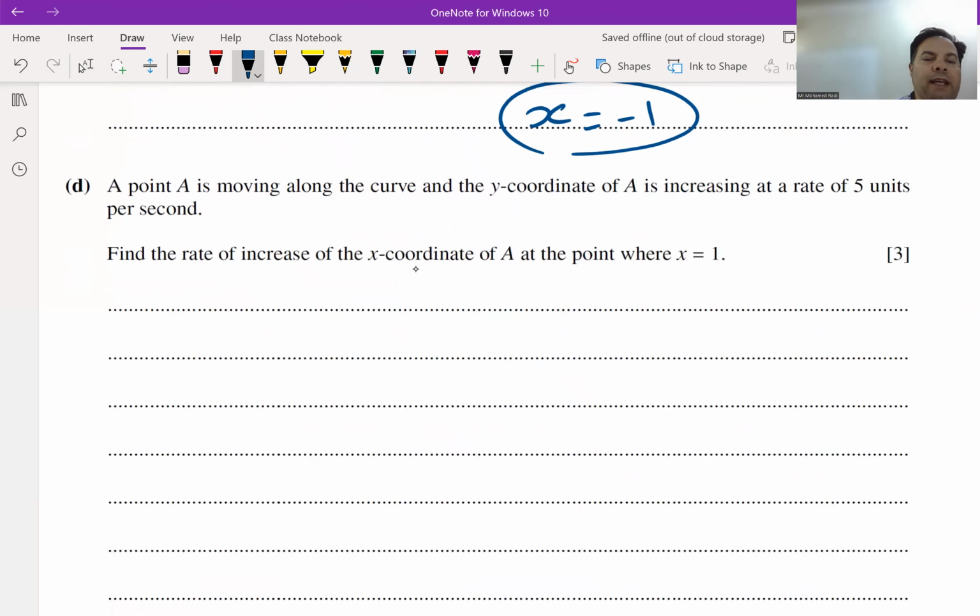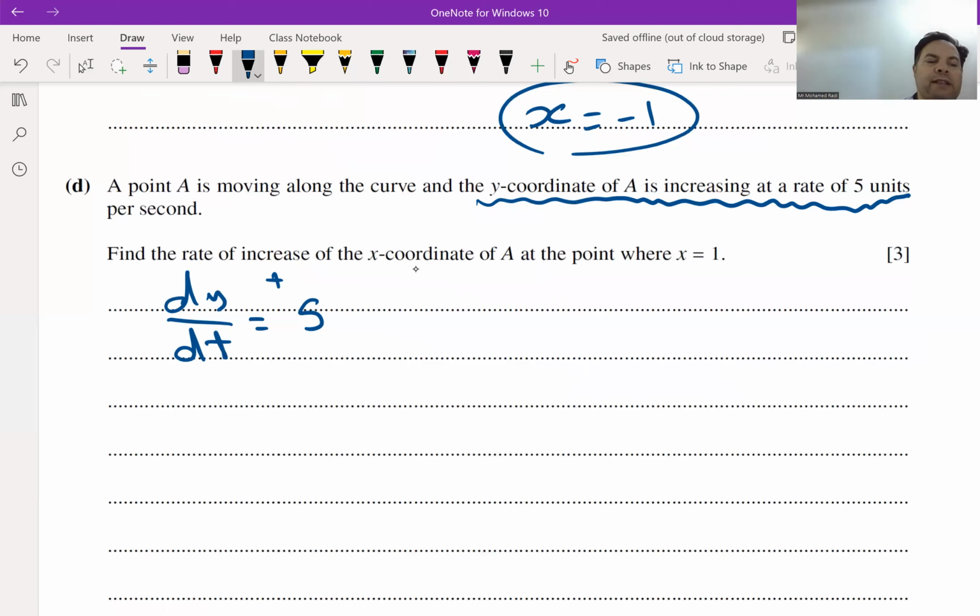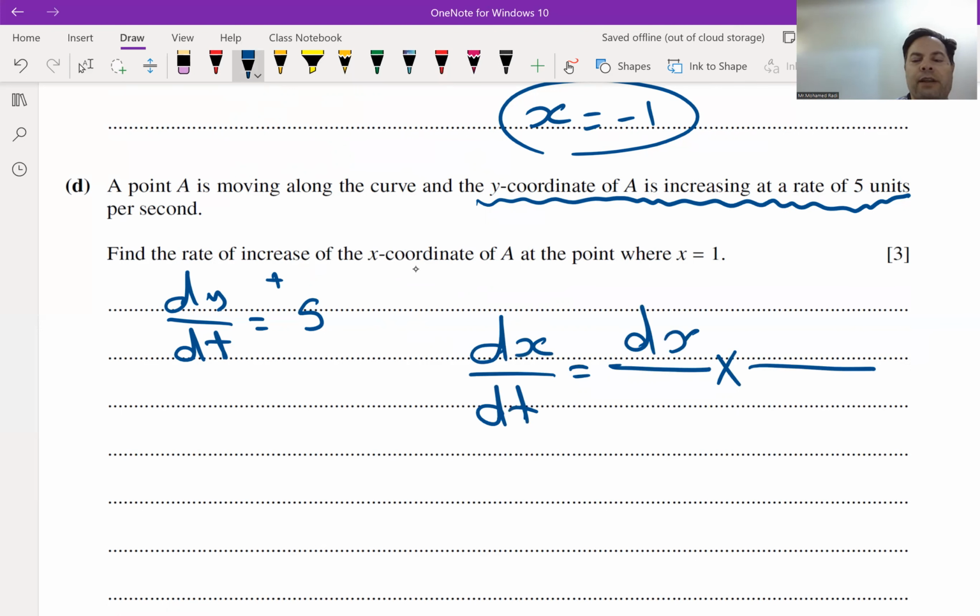Part D, a point A is moving along the curve. The y coordinate of A is increasing at a rate of 5. So the given dy by dt is 5. Increasing means positive 5 per second. Find the rate of increase of x. He asked to get dx by dt. By writing the chain rule, dx by dt, correct? Chain rule, he asked to get dx by dt.